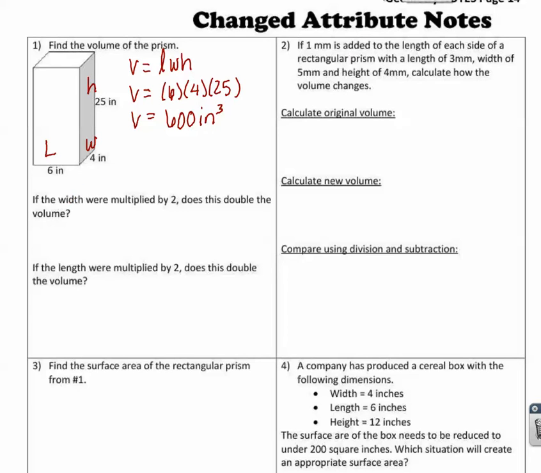Now let's say the width was multiplied by 2. So I'm going to take the 4 and multiply it by 2. And so now my new width is going to be 8 inches. The question wants to know, if I double the width, does this double the volume?